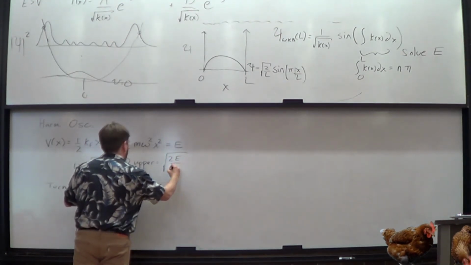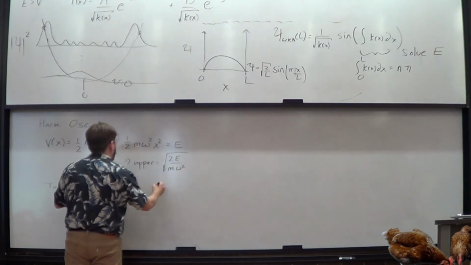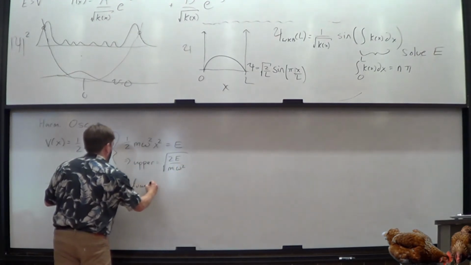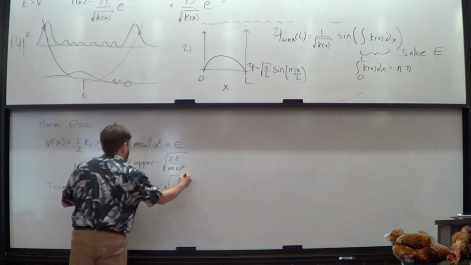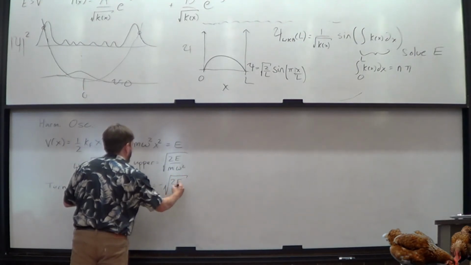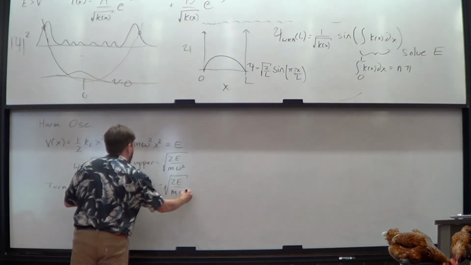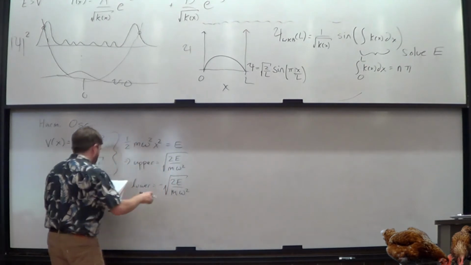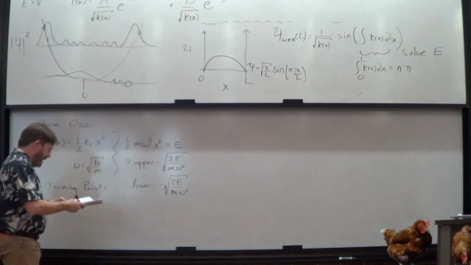The upper is the square root of 2E over, and then the lower is just minus that. Because of course when you square a minus sign, it's still positive. If you square a positive sign, it's still positive. So there you go. Okay.